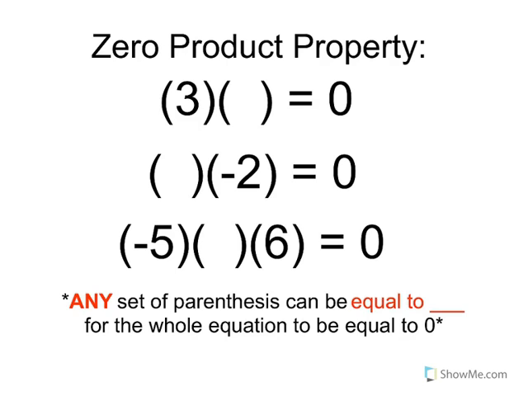So the zero product property, all that really means is any number multiplied by 0 is always going to be equal to 0. Or any parenthesis, I could put 0 here, I could put it here, I could put it here. It still makes that whole equation equal to 0. So that's going to come in and help us a little bit later.